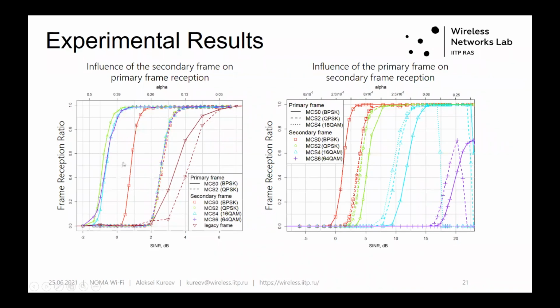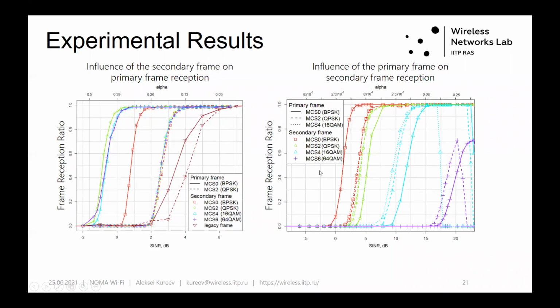And here we see that we can achieve a gain of 4 decibels or higher using NOMA instead of orthogonal transmission. So this is the one thing that I should tell you here: the idea of NOMA is that the influence of a secondary frame is not the same as the influence from additive white Gaussian noise, which is commonly used in papers. So we need to pay attention to it.